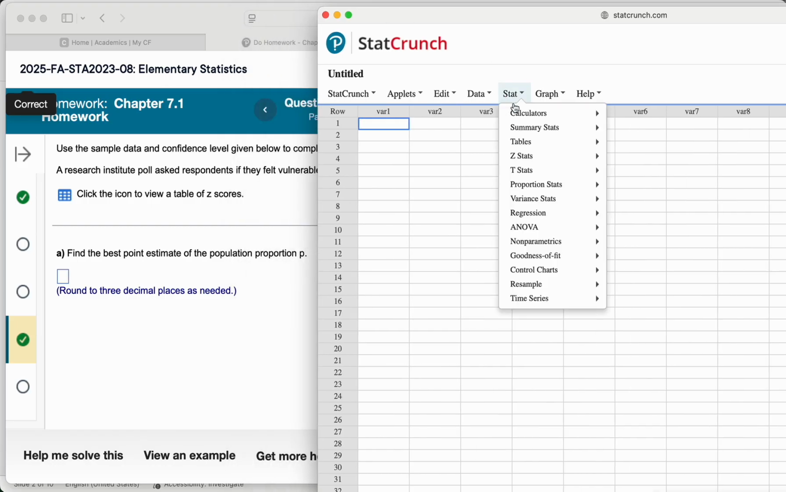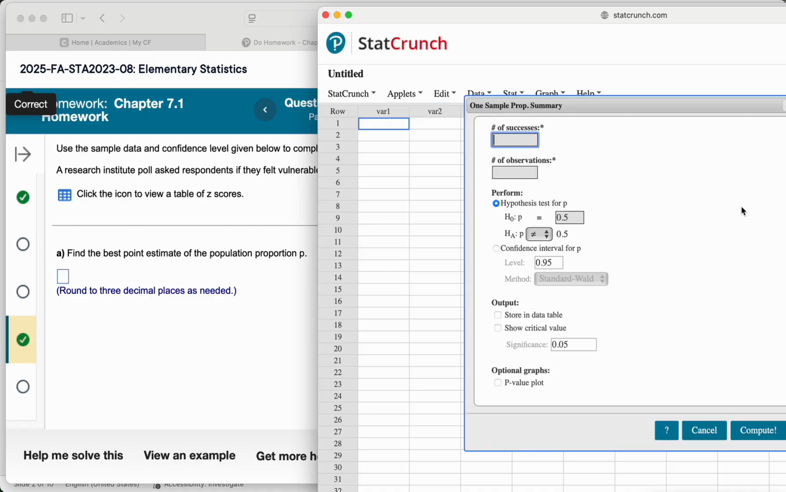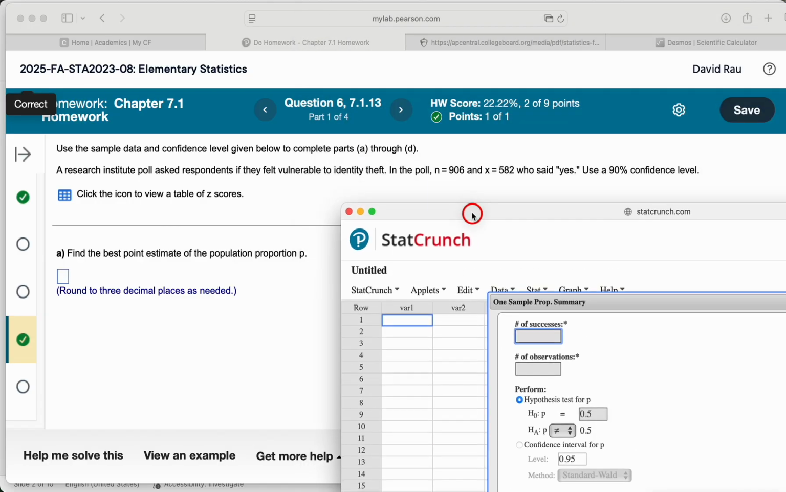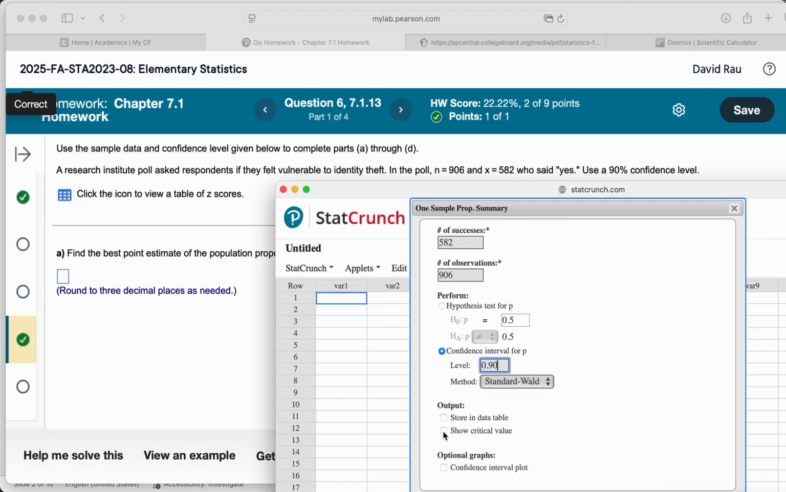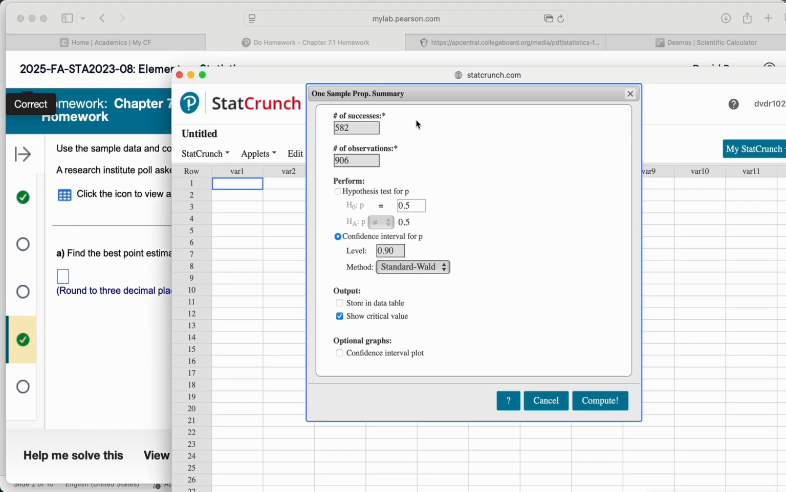So what we can do is we can go to Stat, and we can go to Proportion Stats for one sample, and I only have the summary there. And you can see we get these questions, what were the number of successes, and you can see from that prompting, this time it's 582, the observations is 906, and we want a confidence level with 90% this time, and you might as well say, show me the critical value. And actually, you're going to need to say, show me the critical value.